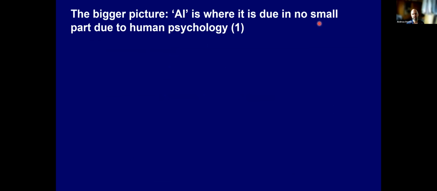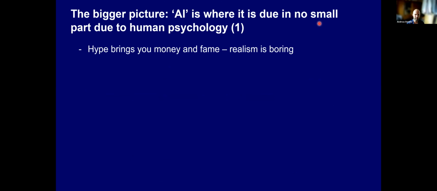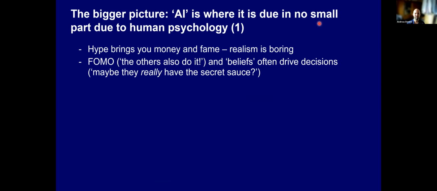So, a few slides on psychology, as the final part of the talk. So AI is certainly where it is, also because of human psychology, and there's a few factors that contribute to that. So hype brings you money and fame. Realism is always a bit boring, right? There's lots of fear of missing out on different levels, actually. Also on the company level, let's say, right? I mean, if big pharma company A sees that big pharma company B does something, right? There's some fear that they might get ahead, so there's fear of missing out.